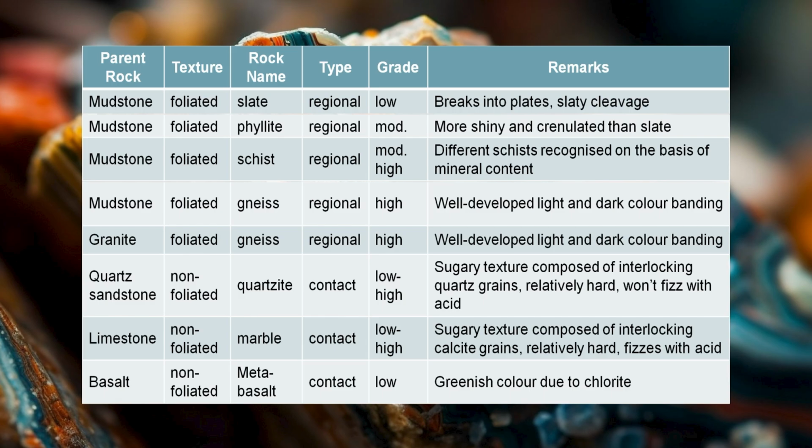Then we can also have basalt, which results in a non-foliated metamorphic rock. The rock name can be a metabasalt, or metamorphite is also used sometimes. It can be formed by contact metamorphism and usually at low grade, and it is usually greenish in color due to chlorite. So, metabasalts are known to have a green color by which we can identify those.